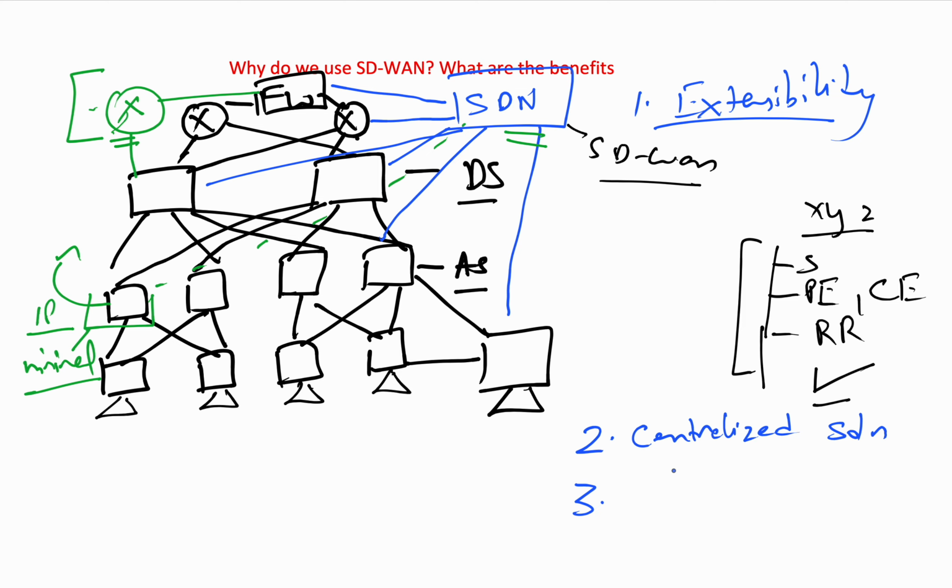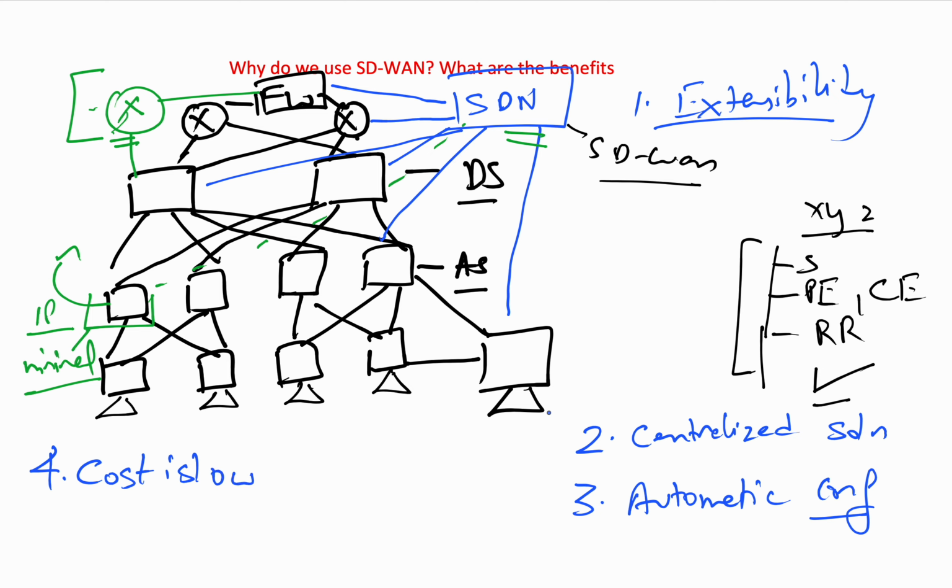Third point is, like I told you, automatic configuration. Extensibility is basically a higher version of automatic configuration where you can add different sites together. You can add one AS with another. You can basically say that, but not exactly AS, one network with the other network. Correct.